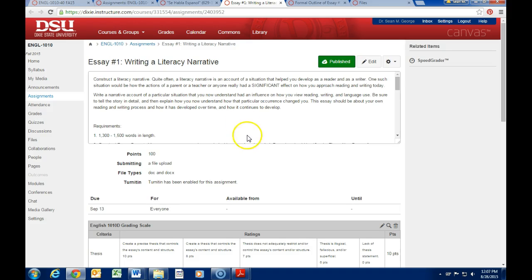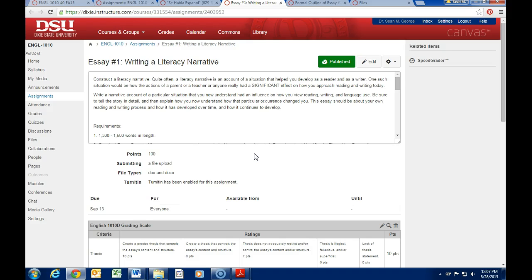So essay number 1, writing a literacy narrative. Construct a literacy narrative. Quite often a literacy narrative is an account of a situation that helps you develop as a reader and a writer. One such situation would be how the actions of a parent and or a teacher or anyone really had a significant effect on how you approach reading and writing today. In my own life, I've had pretty significant teachers. My grandmother taught me how to read.